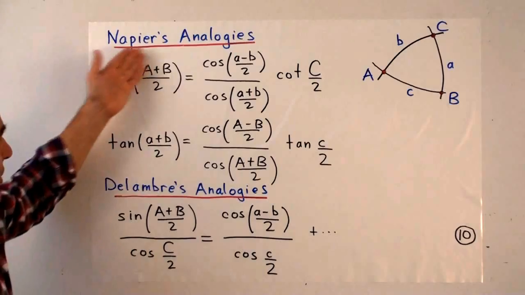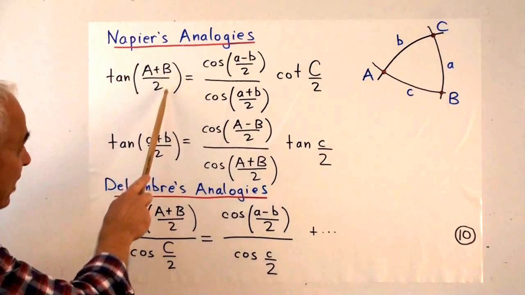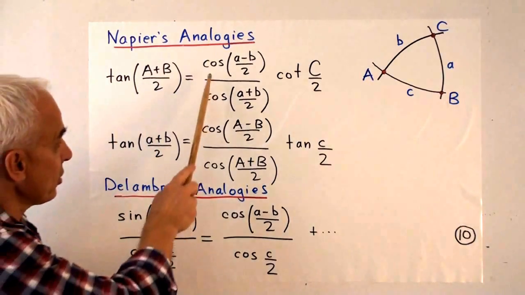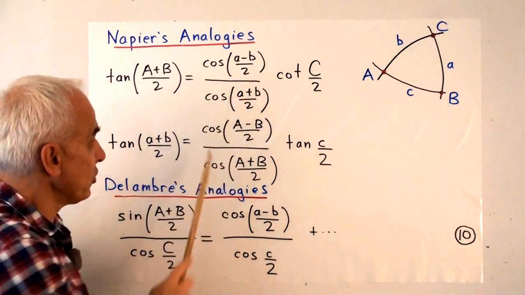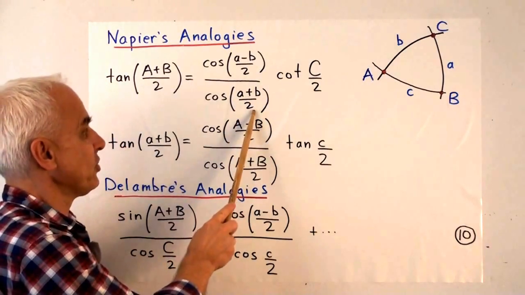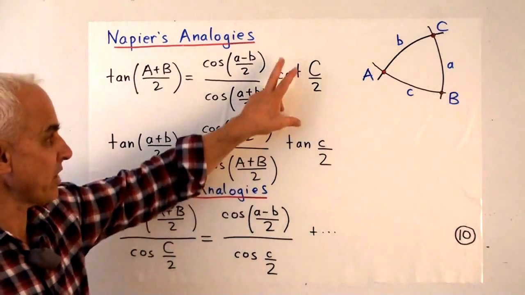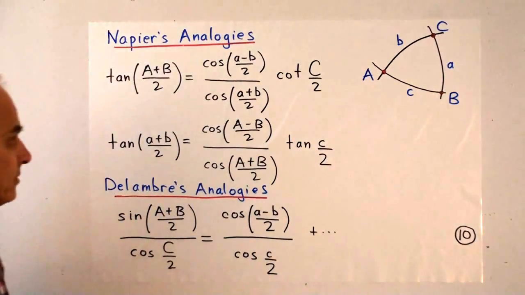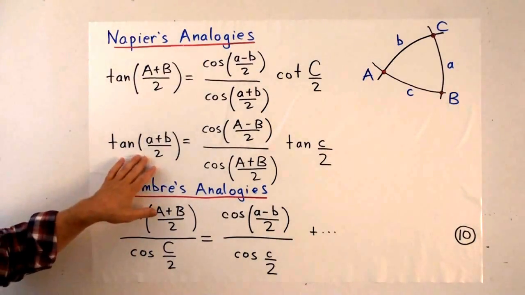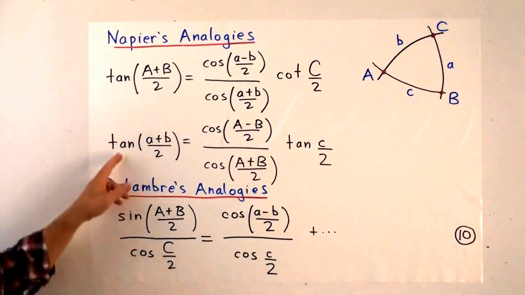All right, so here are Napier's analogies, not to be confused with Napier's rules. Tan of capital A plus capital B over 2 equals cosine of little a minus b over 2 divided by cosine of little a plus little b over 2 times cotangent of capital C over 2. Cotangent is 1 over tangent. And then there's a corresponding formula. Looks almost the same for little a plus b over 2, the tan of that.